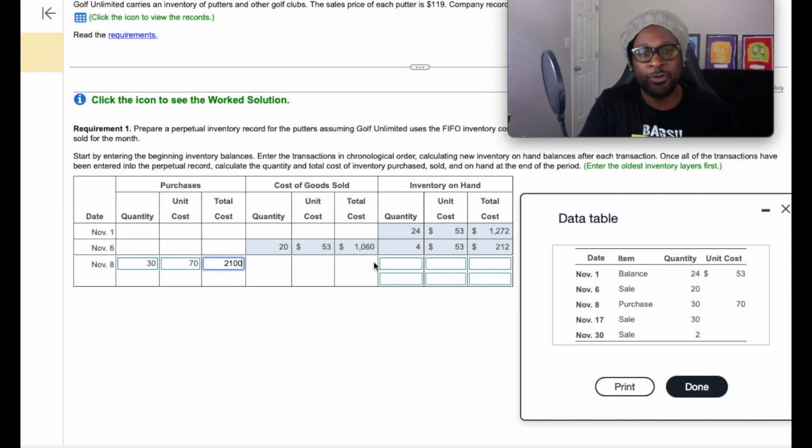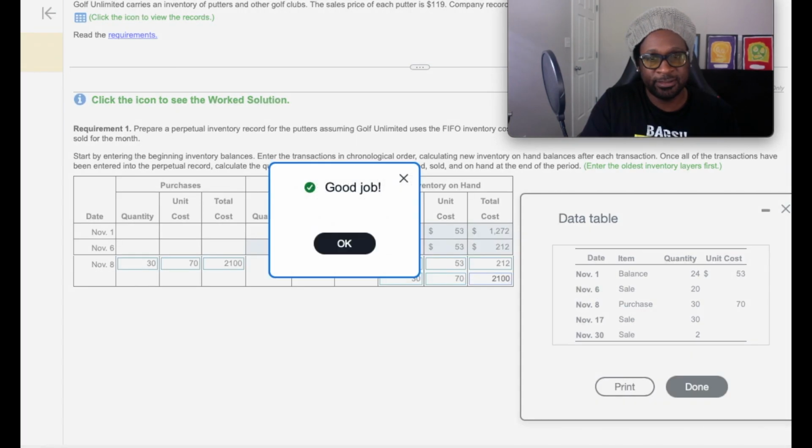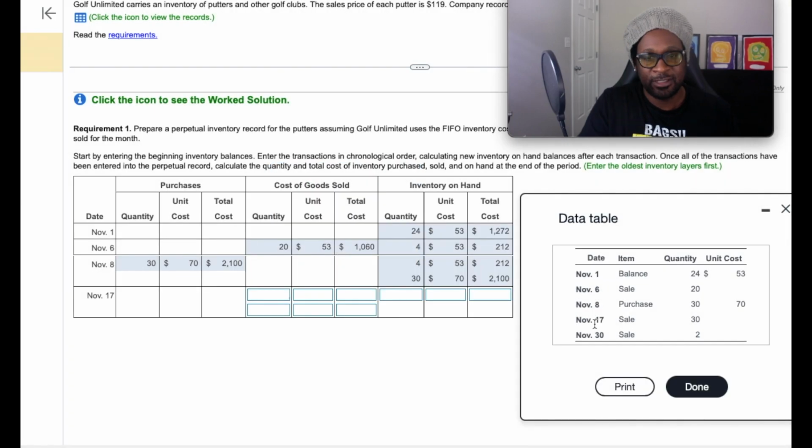And we're going to move on to our new inventory on hand. So, gang, right before November 8th, we had a remaining amount of 4 units. We're going to carry forth those same 4 units at the cost of $53. Now we must consider the additional purchase on November 8th of the 30 units. So we're going to go ahead and plug that in as well. We're going to check the answer. Great job, gang. November 17th shows us that we have a reported sale of 30 units.